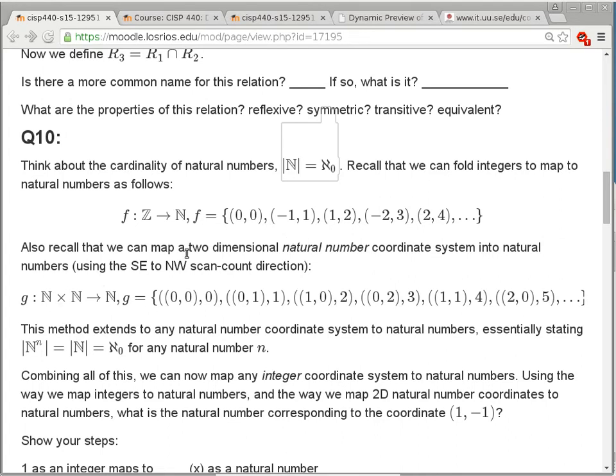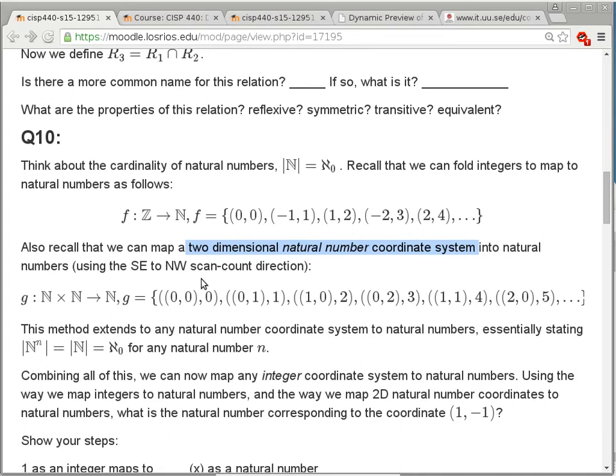The second part is to say, if I give you a two-dimensional natural number coordinate system, I can also map it into just natural numbers using a southeast to northwest scan count direction. Okay, let me explain what that means. It really shows better on the whiteboard. So what it means is like this.